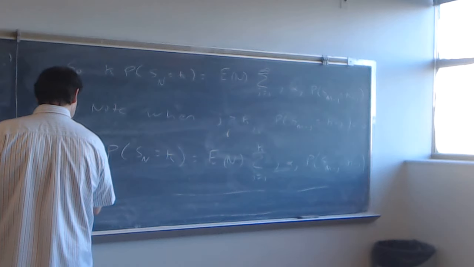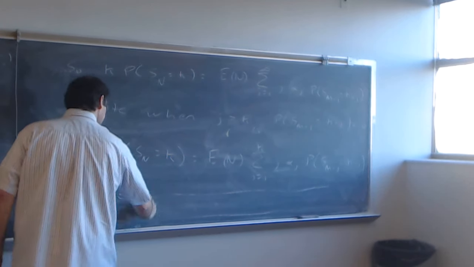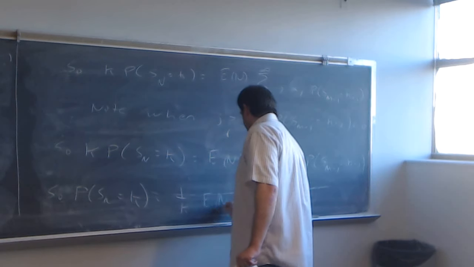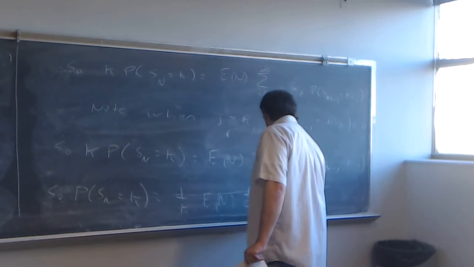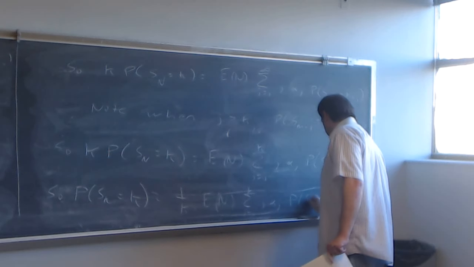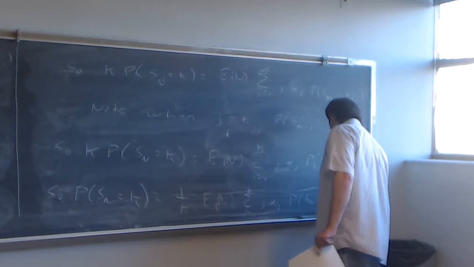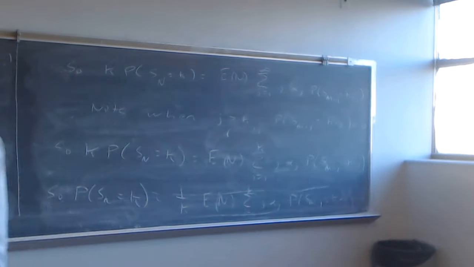And that's equal to, I guess, the probability that S of n equals k is equal to 1 over k, expected value of n, sum as j runs from 1 to k, j, alphas of j, and the probability that S of m minus 1 equals k minus j. That's part of the result we wanted. We have one more little part to get for this corollary.